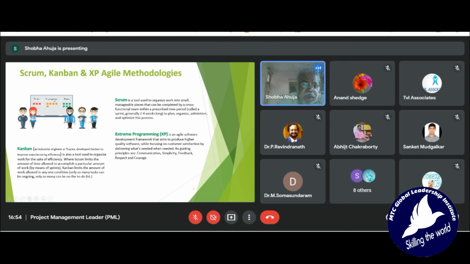So this is the so-called visual tool, which you must have seen, I have seen, in software companies. Scrum is a tool used to organize work into small, manageable pieces that can be completed by a cross-functional team within a prescribed time period called a sprint, generally 2 to 4 weeks long, to plan, organize, administer, and optimize the process. This is Scrum.